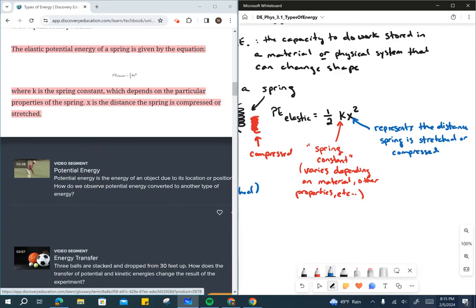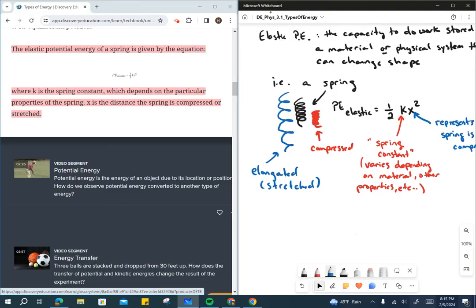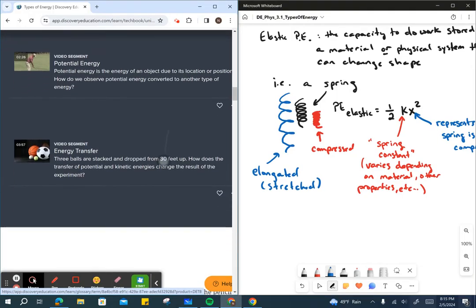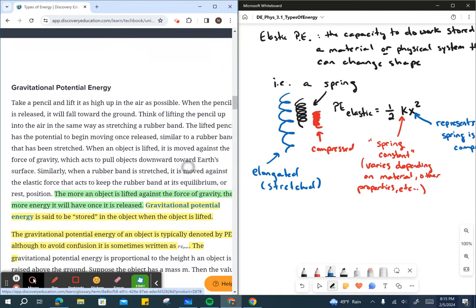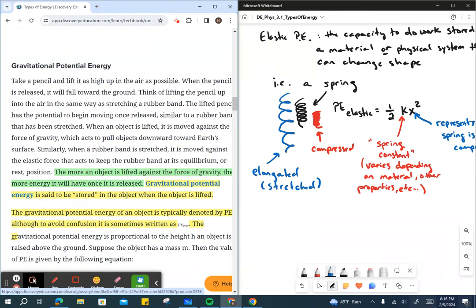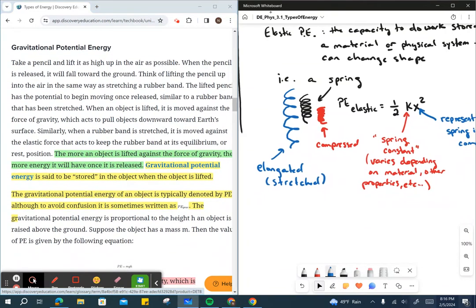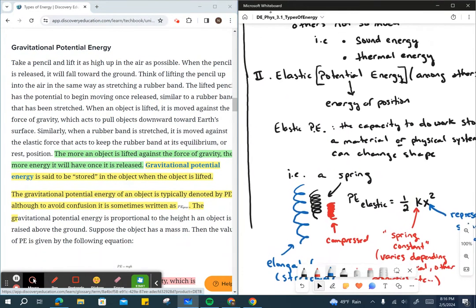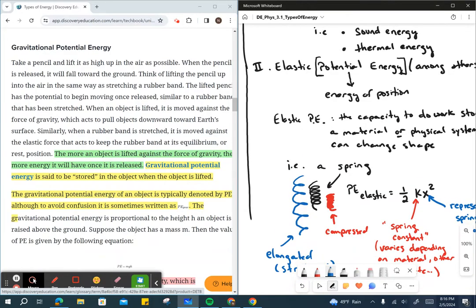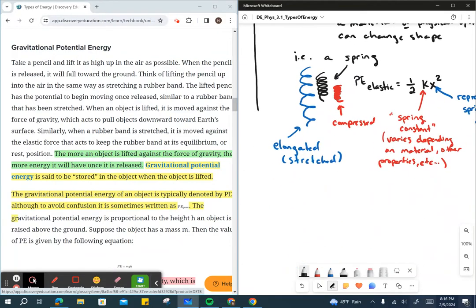Okay. Well, there you go. So we've kind of parsed out elastic potential energy. Make sure you watch those videos. Now, there's other types of potential energy. There's gravitational potential energy. So let's go ahead and do this here. We're going to say that this was A. Let's go ahead and make this one letter B.